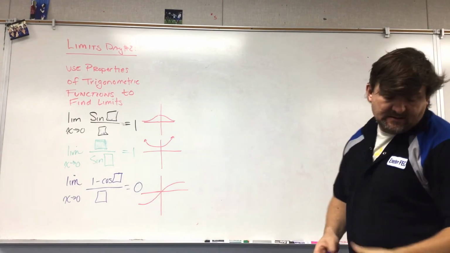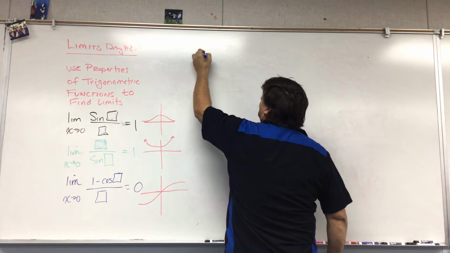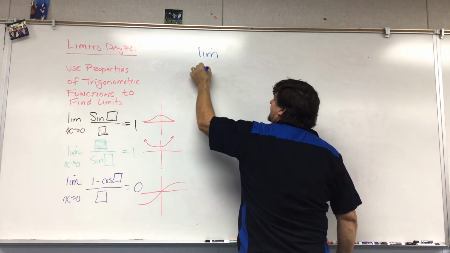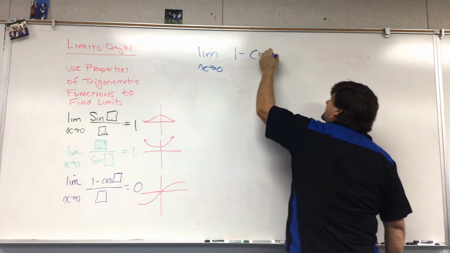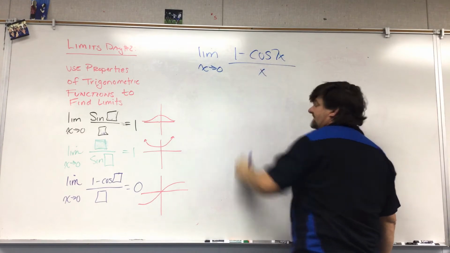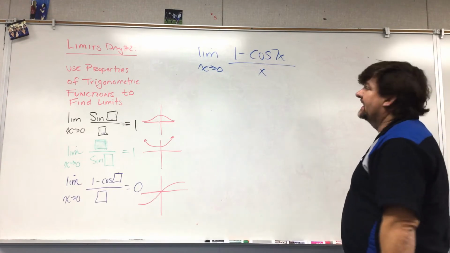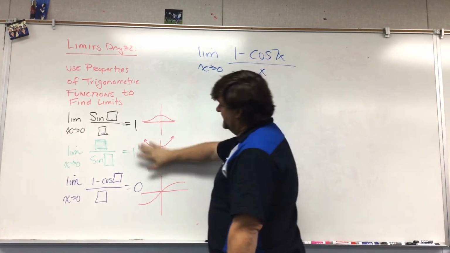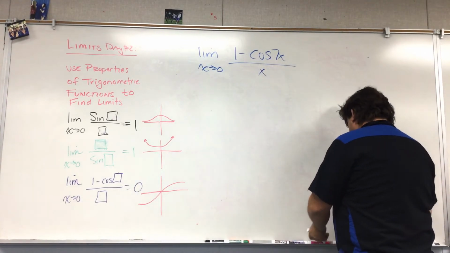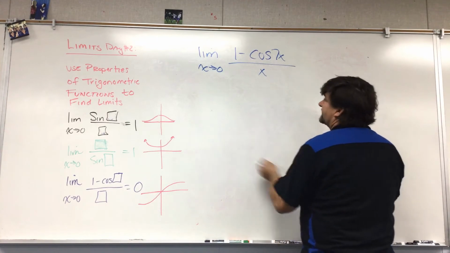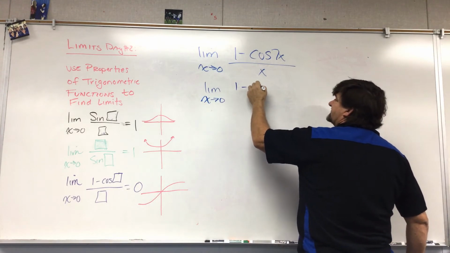Let's see here. So we've got the limit as x approaches 0 of 1 minus cosine 7x, all over x. So what are we missing? No sine and sine, so we're down here with cosine. What are we missing? We are missing the 7 on the bottom.